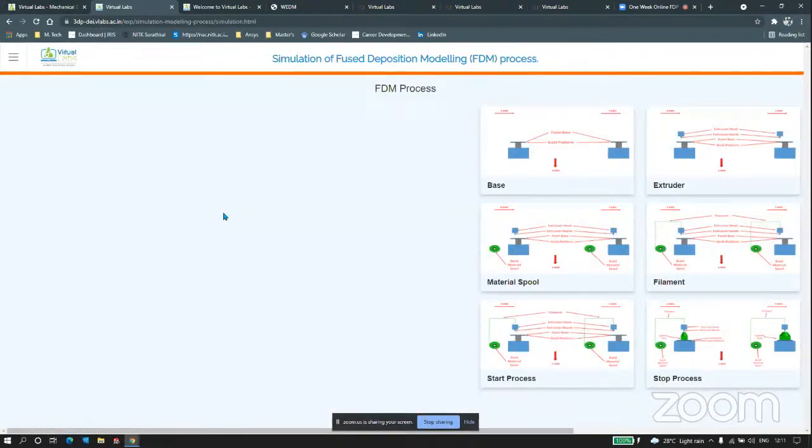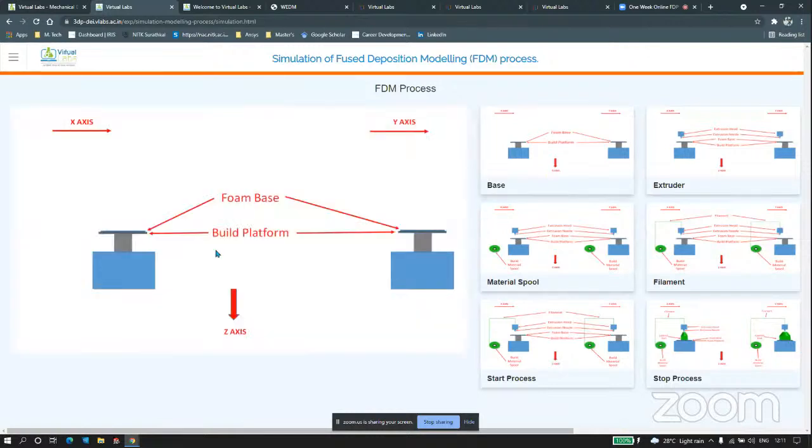Then the simulation. In the simulation, initially you'll be having the base. So here is the build platform, upon which the model will be developed. Either the base will be a normal base or a heated bed. In the normal bed, we have to maintain the temperature around the surroundings, otherwise the model will get warped. In the heated bed, we have to maintain a certain temperature, that is 60 to 120, 60 for PLA, or about 100 to 120 for ABS. So for ABS, we have to maintain the environmental temperature at a certain level, otherwise it will get warped.